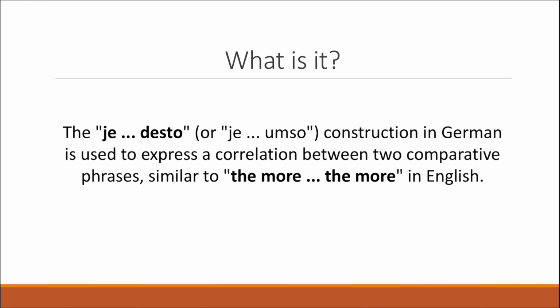Well, the desto, also umso construction in German, is used to express a correlation between two comparative phrases, similar to the more, etc., the more in English. So for instance, if you would like to say the sentence, the more I study, the better notes I will get, then this is how you do it in German. You do it with a construction, je desto.